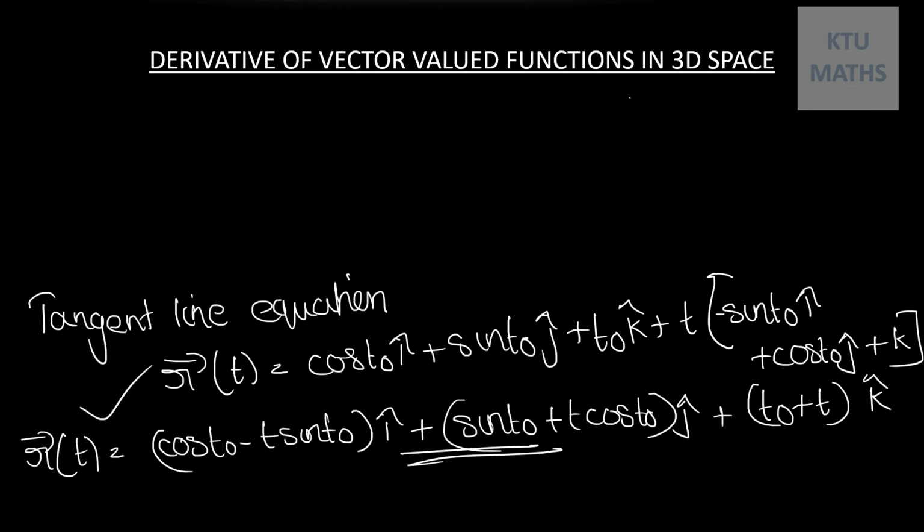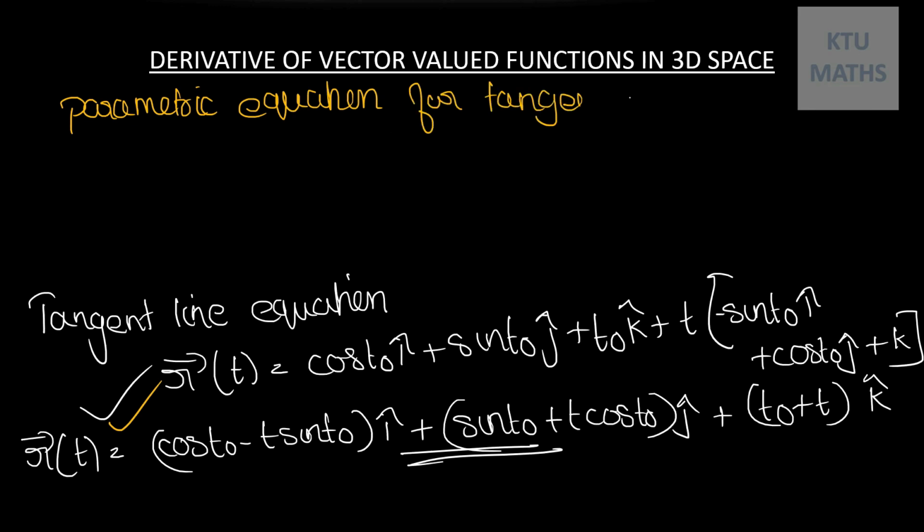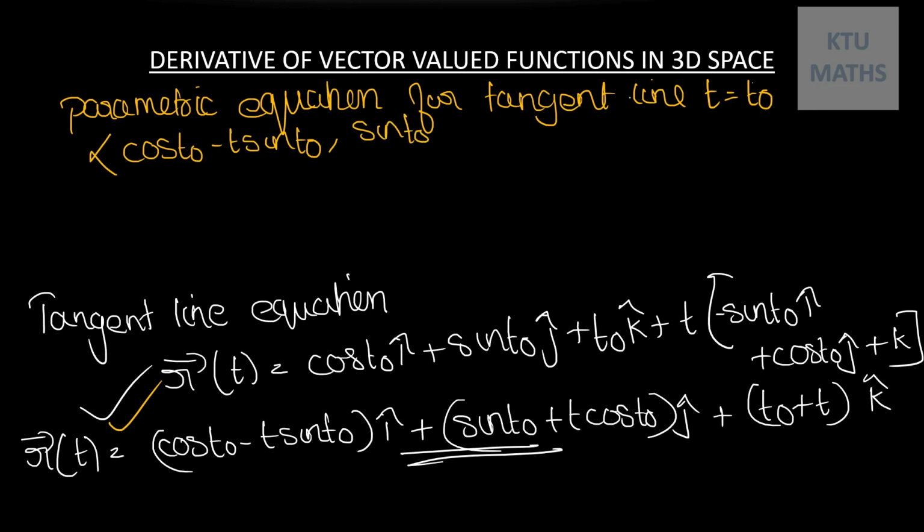Now that we have got the equation of the tangent line, we can conclude that the parametric equation for the tangent line at t equal to t0 would be, as we have already found, (cos t0 minus t sin t0, sin t0 plus t cos t0, t0 plus t). This is the parametric equation of the tangent line at t equal to t0.